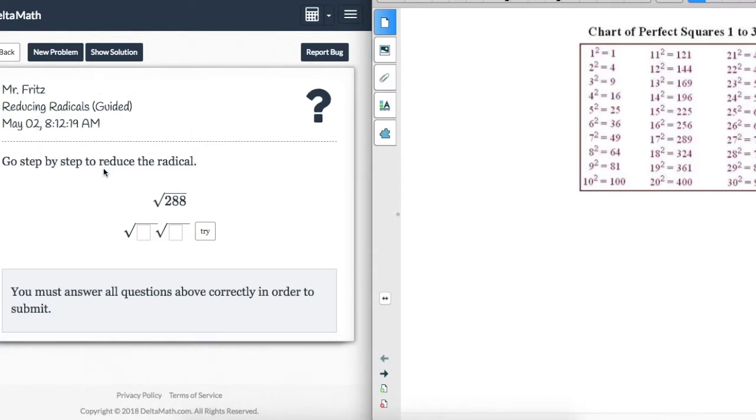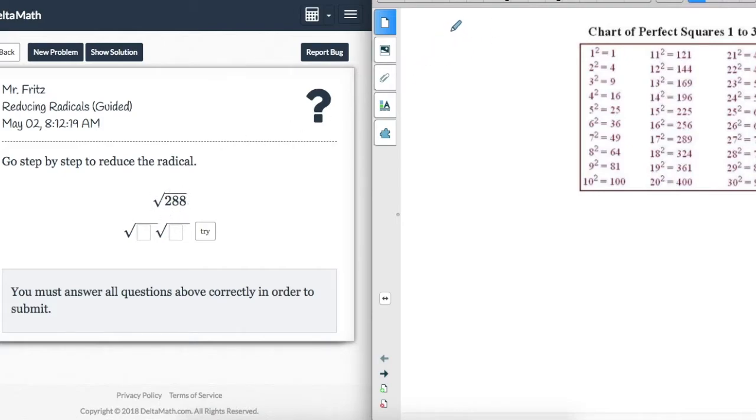Radicals. Just want to give you an idea about how this works so that you know what it's asking you to do. Here we want to go step by step to reduce the radical given to us. And so basically what that means is we're going to split it up into two radicals, just like you saw before, but we want one of the radicals to be the largest perfect square possible that goes into 288.